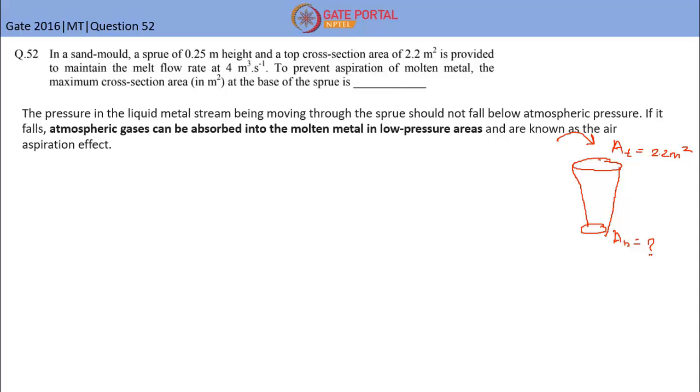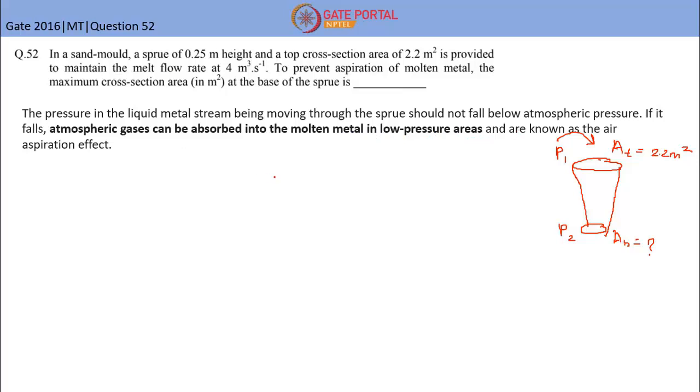So firstly we should know what is aspiration of molten metal. The pressure in the liquid metal stream moving through the sprue should not fall below the atmospheric pressure. So here P1 and here P2. P1 and P2 should be the same. If these are not the same, then atmospheric gases can be absorbed in the molten metal in low pressure areas, and this phenomenon is known as the aspiration effect.